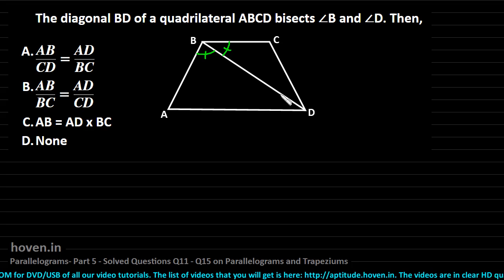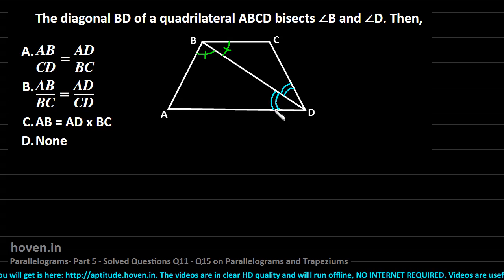Similarly, since the diagonal bisects this angle D, we should also mark these angles as mutually equal. These double borders will tell us that this angle is equal to this angle. Now we have the information that has been given to us in the question. Let us make a few observations.